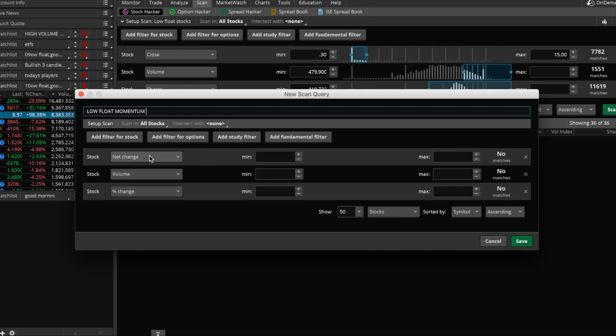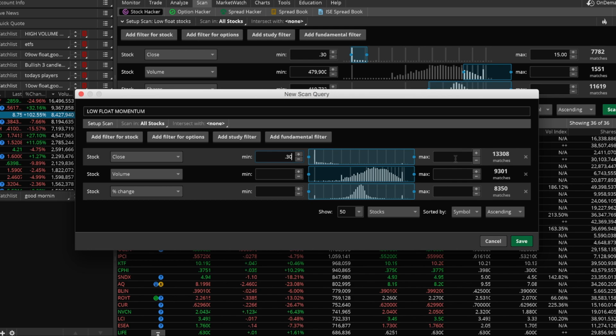The criteria you're going to have is, first, select close, which is for the price here. The minimum we're going to do is 30 cents. The reason I want to do 30 cents is not because I'm going to trade a 30-cent stock necessarily, but because, as you can see here, these stocks are like $1, $4, $2, and these 30-cent stocks can sometimes spike up to $1. I want to see them before they get to that point and be prepared. The maximum we're going to do then is $15.